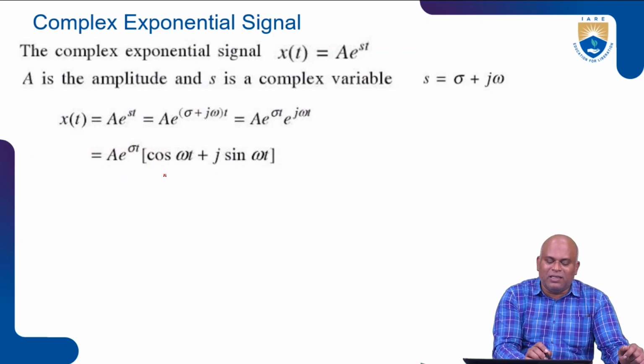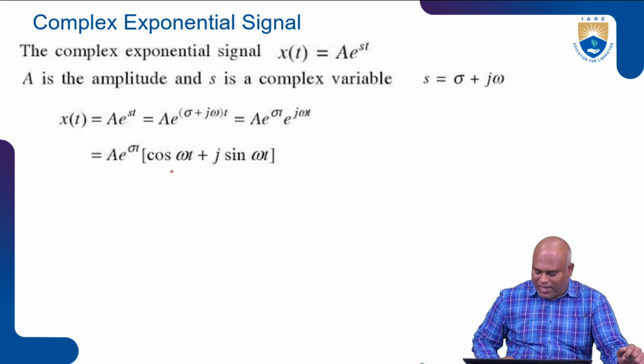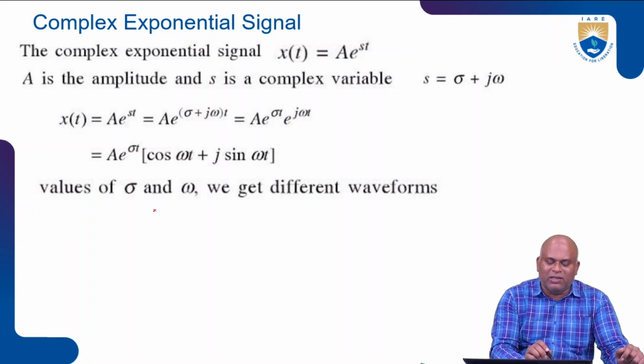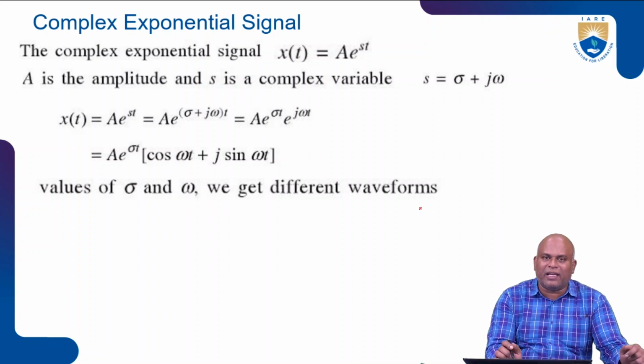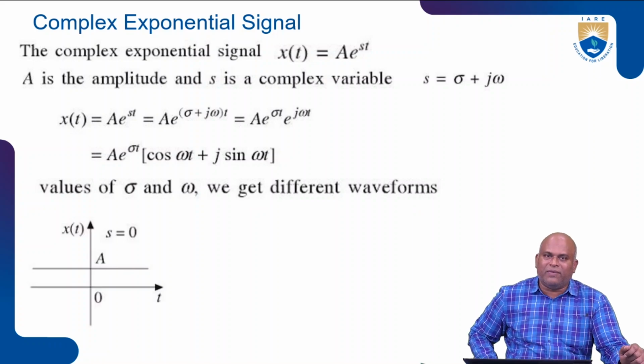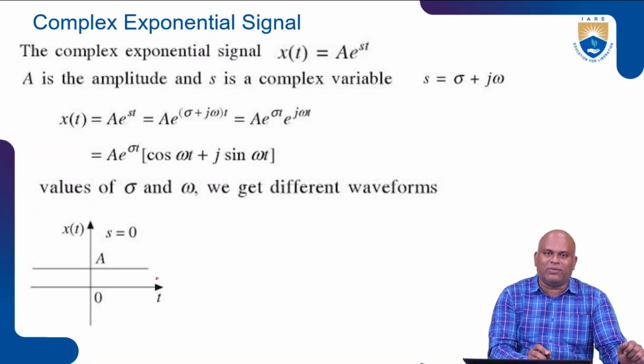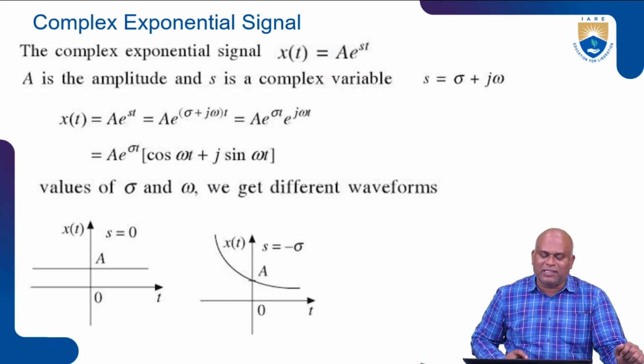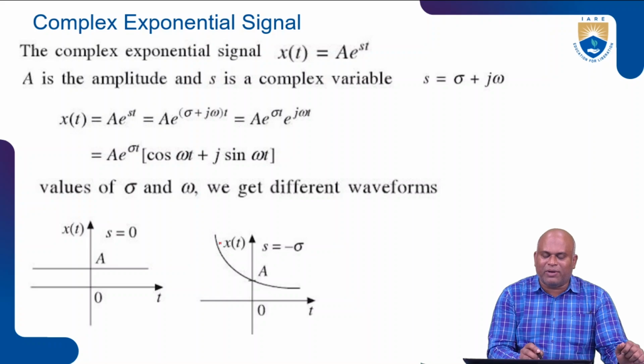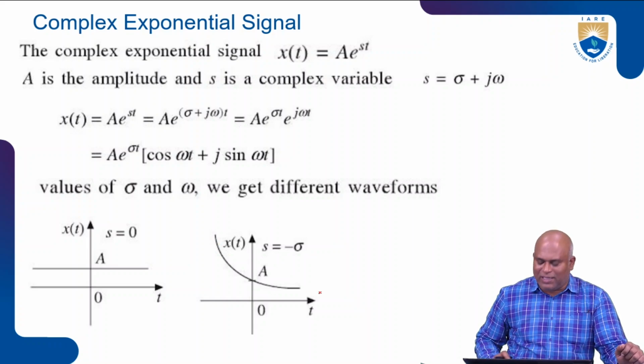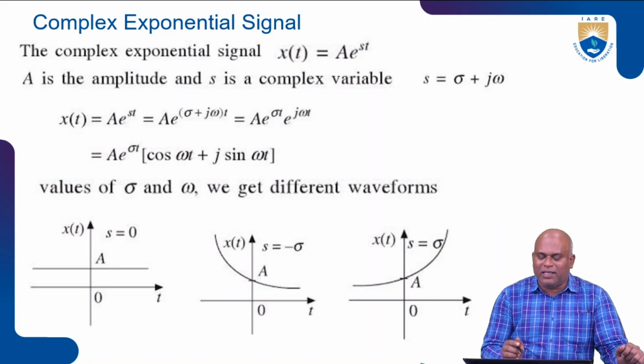A e^(σt), this value I should write as cos ωt + j sin ωt. Like that one I should write. Now, depending on the value of σ and ω, we get different kinds of waveforms. For example, if I substitute σ equal to 0, I get a constant amplitude. Next, if I substitute σ equal to minus σ, I get an exponentially decaying signal. If I take σ positive, then I get an exponentially growing signal.